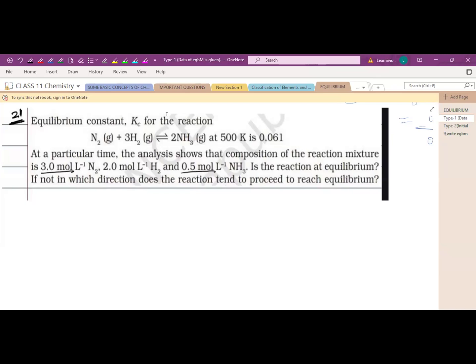Yes, anyone? Yes, Janab, tell me the answer. In which direction will the reaction proceed? No one? Ma'am, forward. Forward direction. How? Can you explain, Sanidhi?